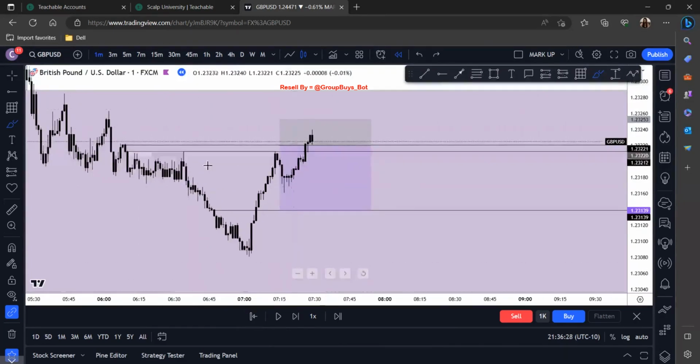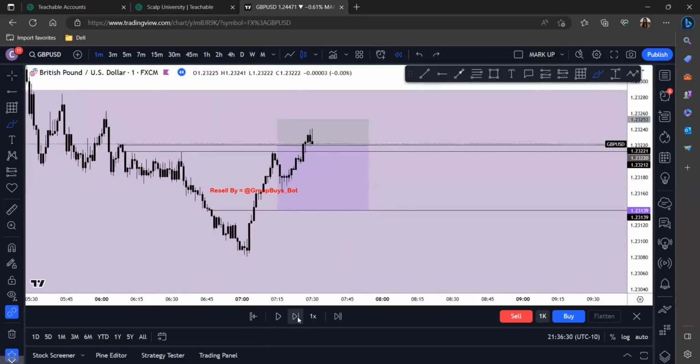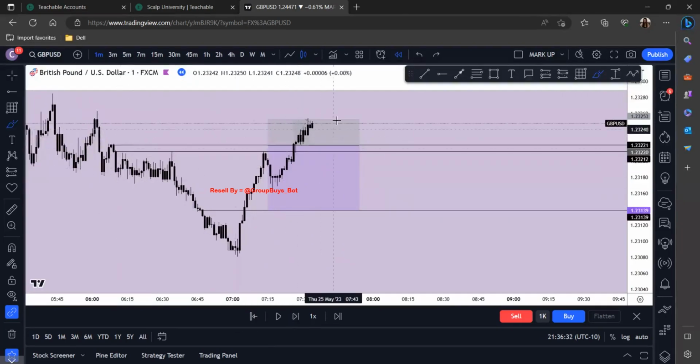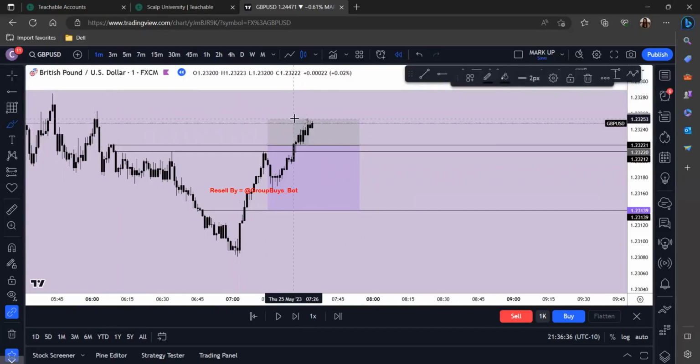Okay, so price did hit it. So eventually it took out that liquidity. Okay, so price is still going to go higher. So it's not going to hit this, okay? So you can remove that. Depending on if you got in the trade or not, it's completely up to you.